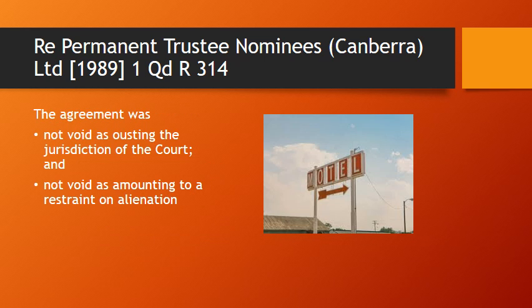The court held, well, this particular arrangement, where they had bought land, including a motel on the property, was not actually void. So it was allowable. It didn't oust the jurisdiction of the court, and it also didn't breach this important rule that there cannot be a restraint on alienation of a person's proprietary rights. So that's an important point which we'll come to in a second.